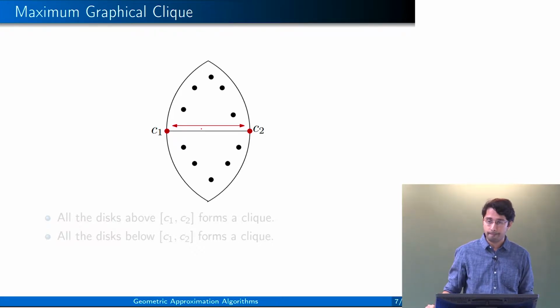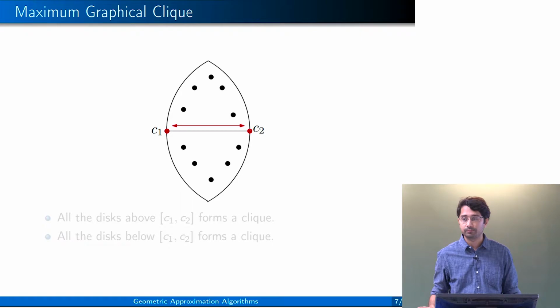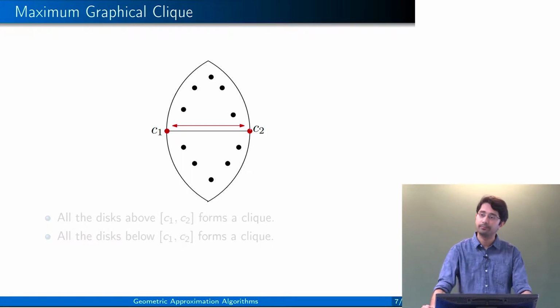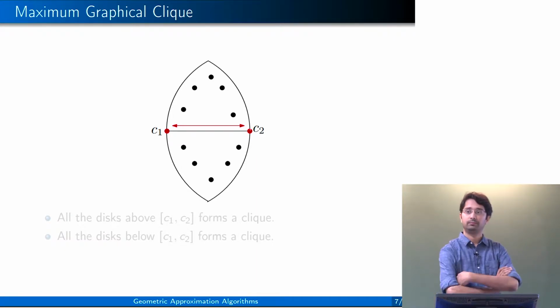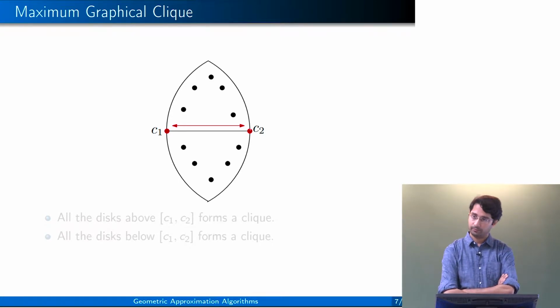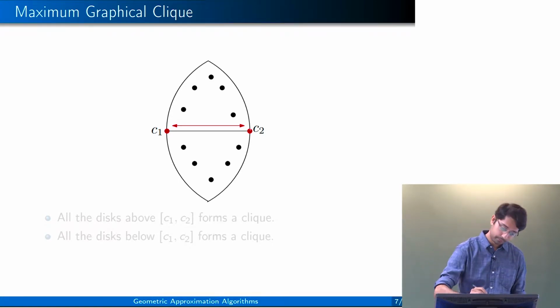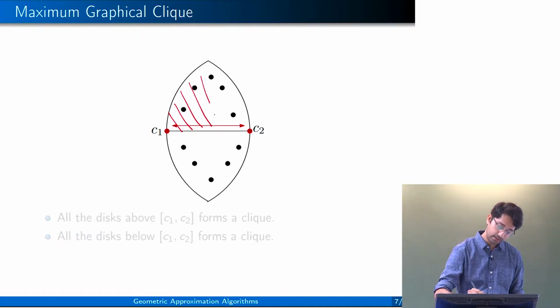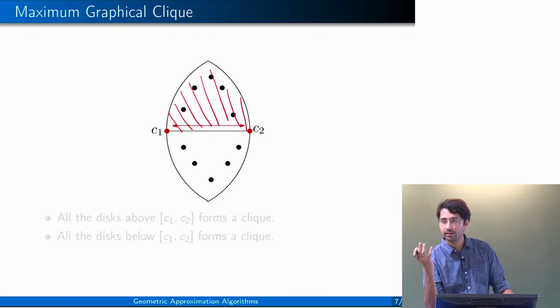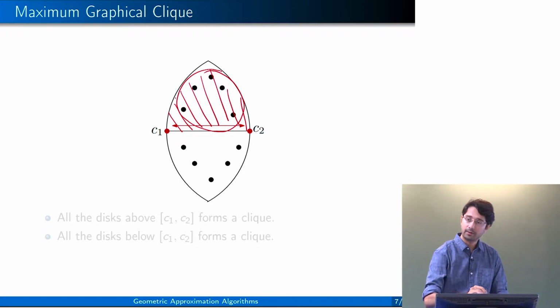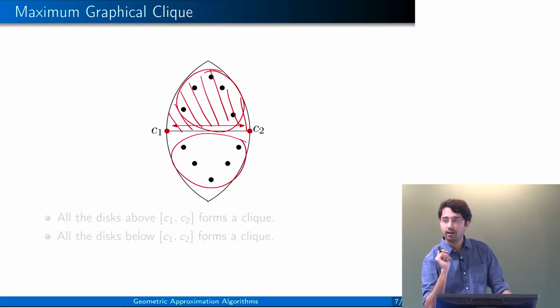Now, what I can do is draw a line joining C1 and C2. Consider all the disks whose centers are above this line C1, C2. Can we say something about them? Because if you take any 2 points in this region, the distance is less than 1. So, all these disks form a clique. What about all these disks here? Very good.